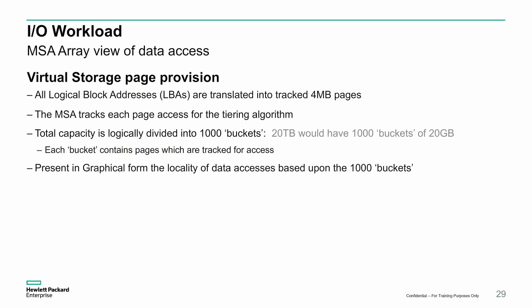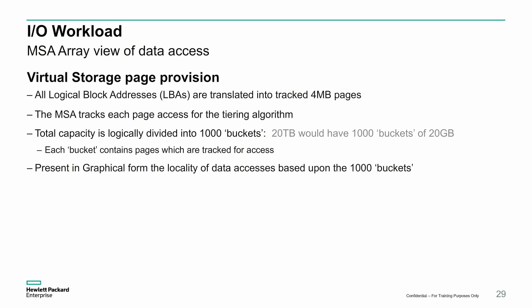The I/O workload graphs are a benefit with the move to virtualized storage on the MSA family. With virtual storage, the MSA is allocating host logical block addresses requests into 4 megabyte pages. Each access to a page is tracked so that the tiering algorithm can move pages to the correct tier. This process happens even if there is only a single tier.